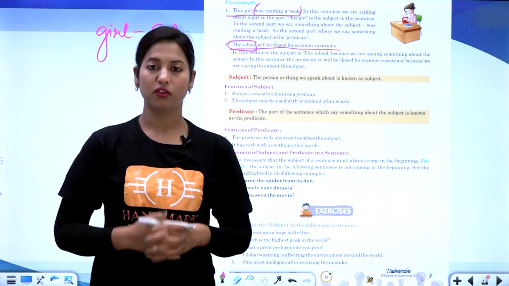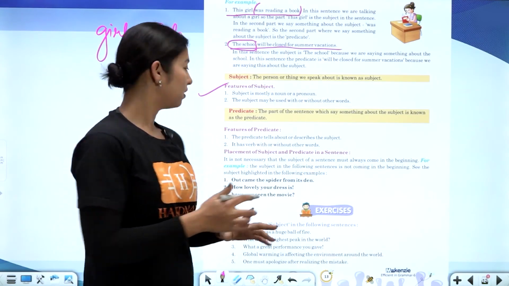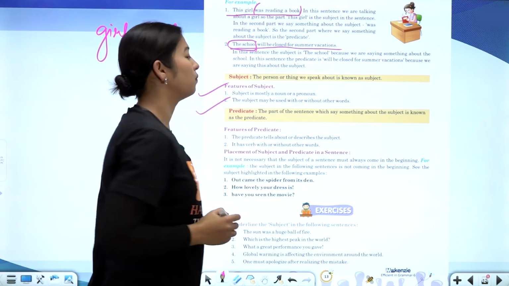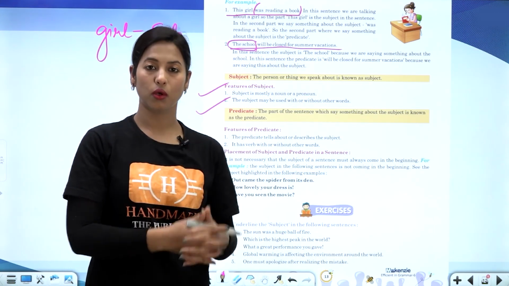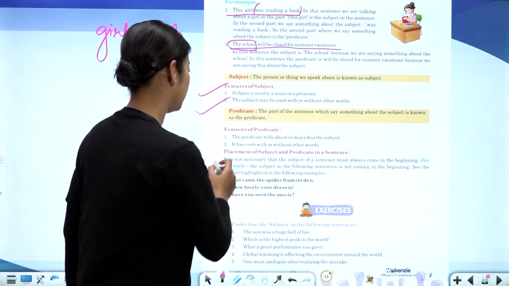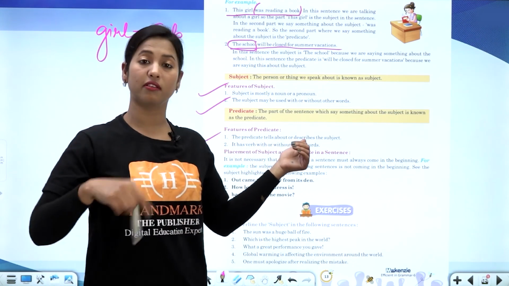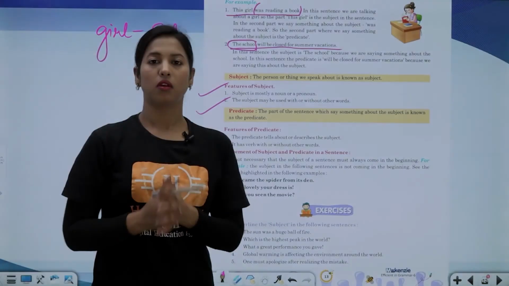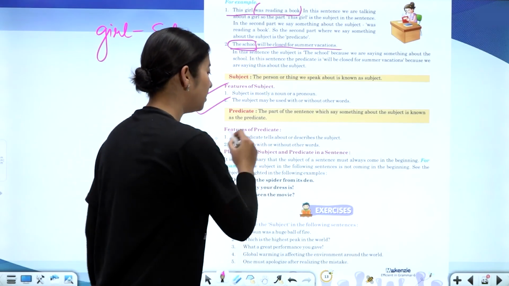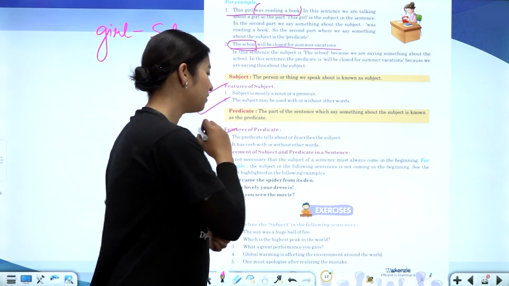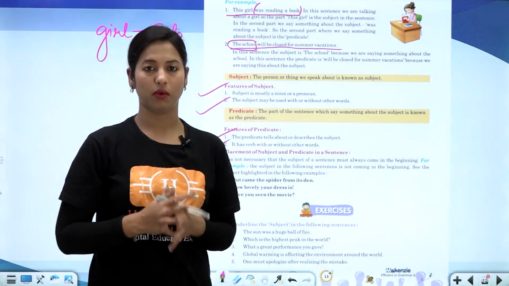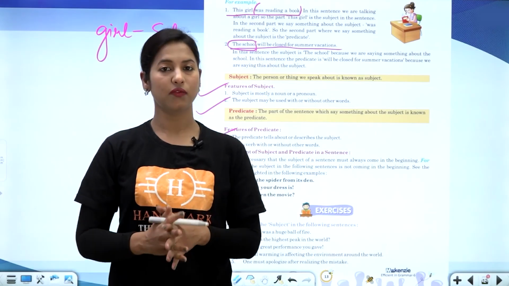Now let's read the features of subject and predicate. And the second one is, the subject may be used with or without other words. Now let's go through the features of a predicate. The predicate tells about or describes the subject, and it has a verb with or without other words.